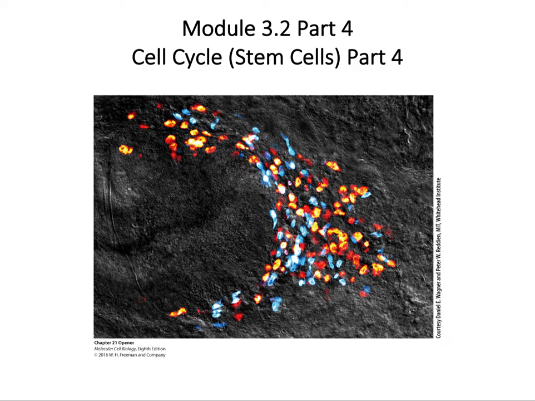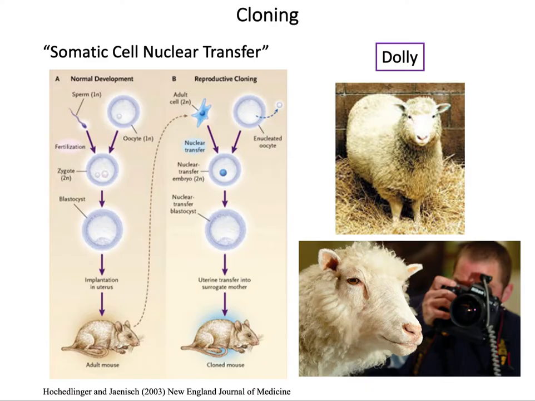Cell Cycle Part 4. So we are continuing our conversation on stem cells and cloning, and in this segment here we will focus on cloning. When people talk about cloning, what they really mean is cloning or producing a whole animal, usually by a process known as somatic cell nuclear transfer. And we already heard a little bit about this when we talked about the Nobel Prize winner.